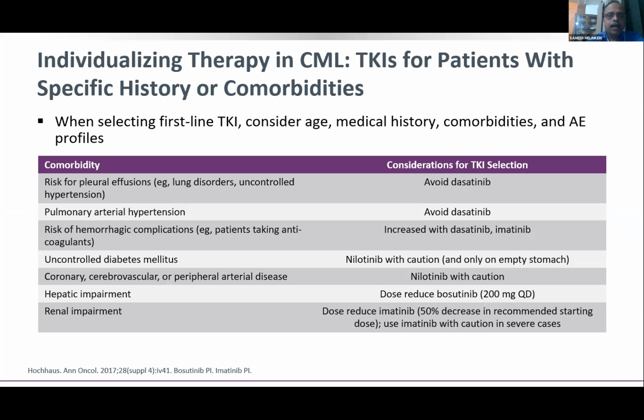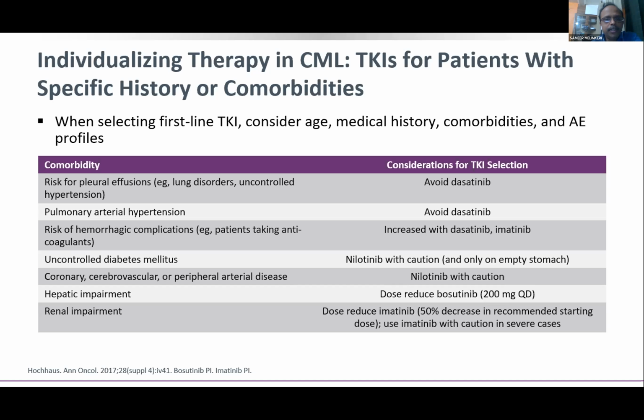So, individualizing therapy in CML. If you look at the comorbidities, you could decide which TKI you want to choose. If you've got a patient who is particularly at risk of pleural effusion, and he's got a lung disorder, uncontrolled hypertension, you may want to avoid dasatinib, because this is the commonest side effect of dasatinib. Pulmonary arterial hypertension, you want to avoid dasatinib.